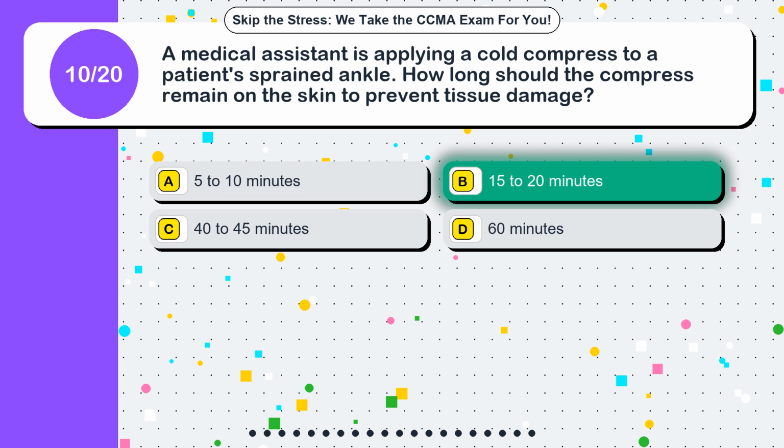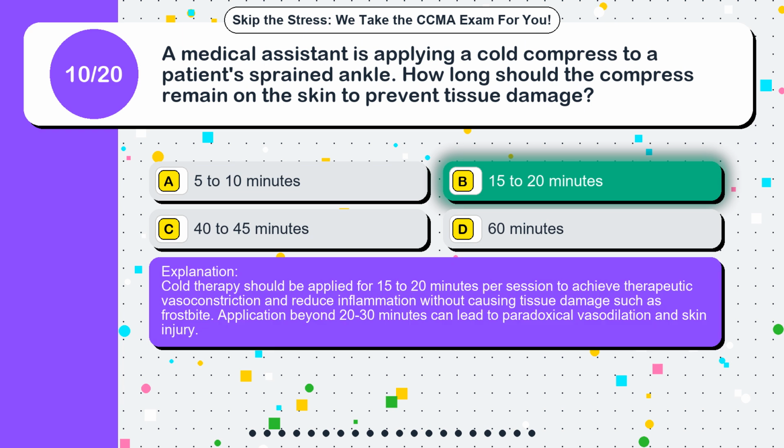15 to 20 minutes. Cold therapy should be applied for 15 to 20 minutes per session to achieve therapeutic vasoconstriction and reduce inflammation without causing tissue damage such as frostbite. Application beyond 20 to 30 minutes can lead to paradoxical vasodilation and skin injury.